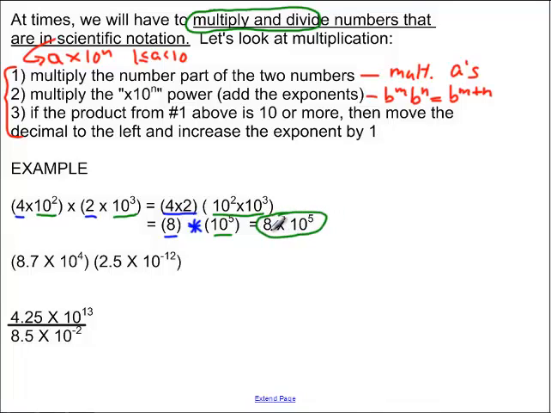Let's go back, just out of curiosity, and take a look at what these numbers are. 4 times 10 squared is 4. We write down the a part, and we move the decimal point 2 spots over, and I got 400.